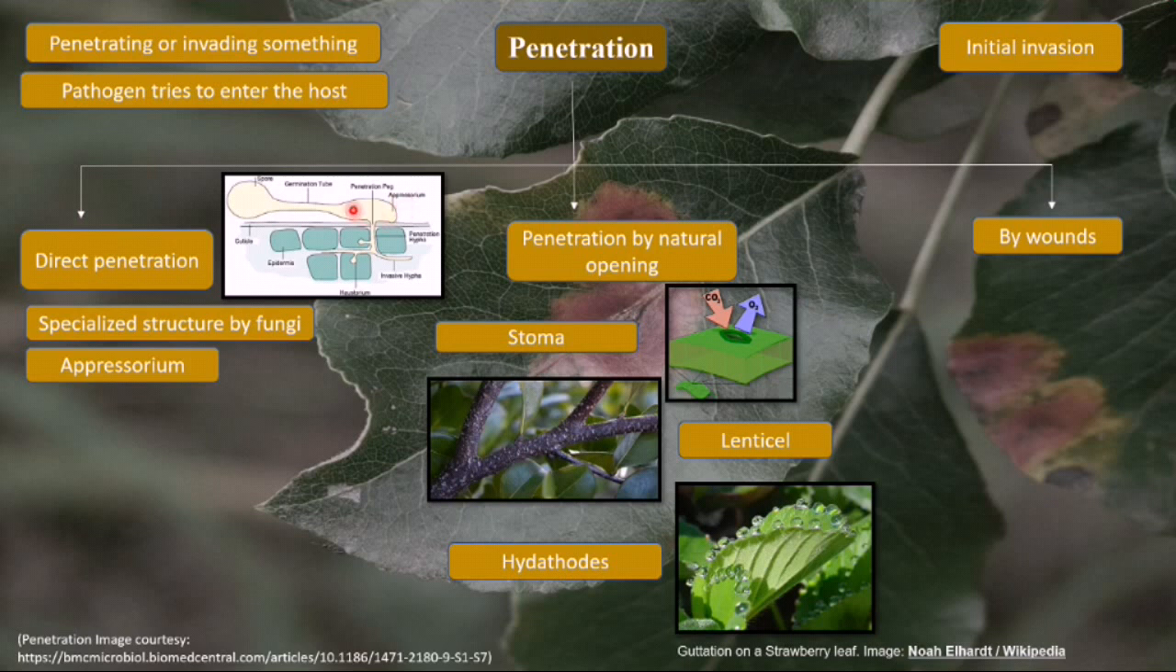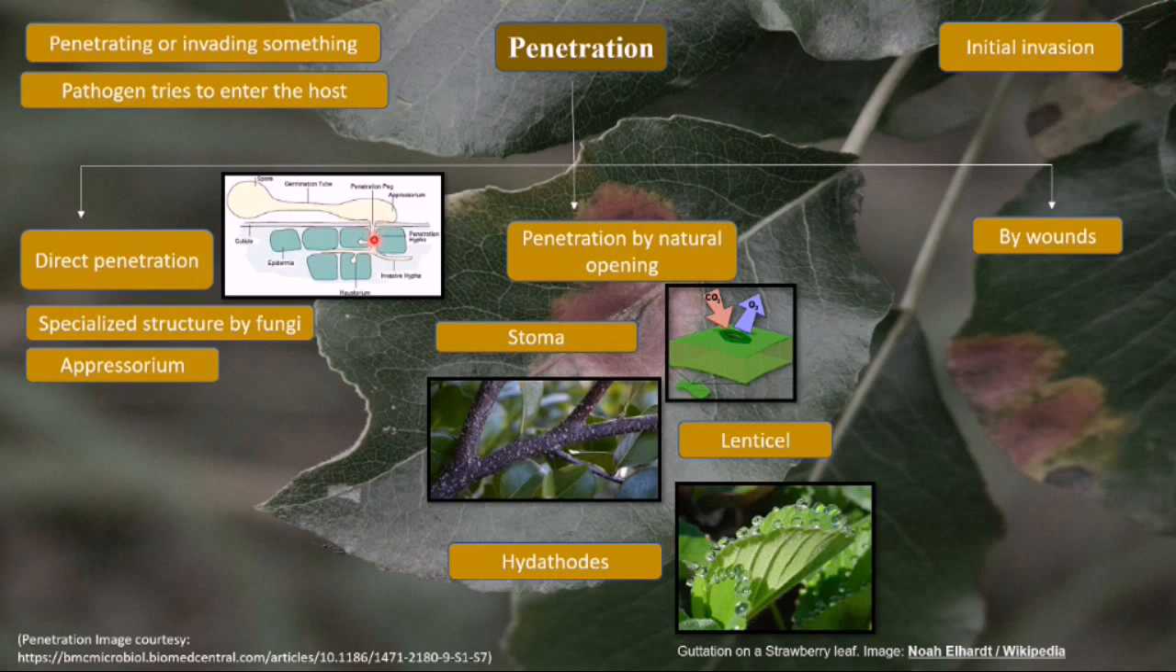This appressorium is a bulbous structure. It works on the principle of turgor pressure. As the pressure builds up, it will give out a penetration peg. Now this slender, thin structure that you see arising from the appressorium is the penetration peg or penetration hypha.